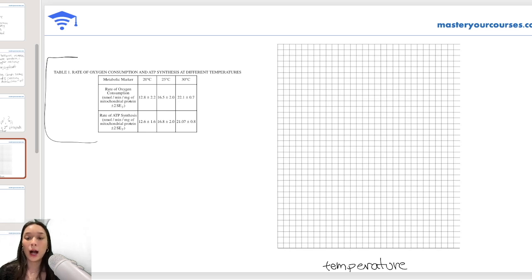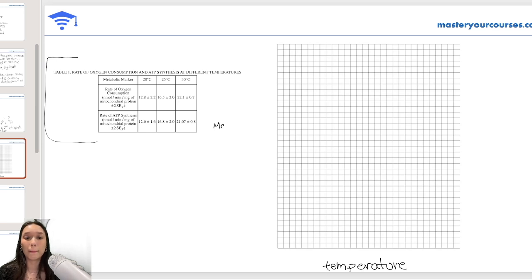But again, there are probably a couple different ways if you wanted to do oxygen on this side and then ATP on this side. It does just get extra complicated. So I'll show you the easiest way that I would recommend doing it. For this one, I would put your metabolic marker on your y-axis.